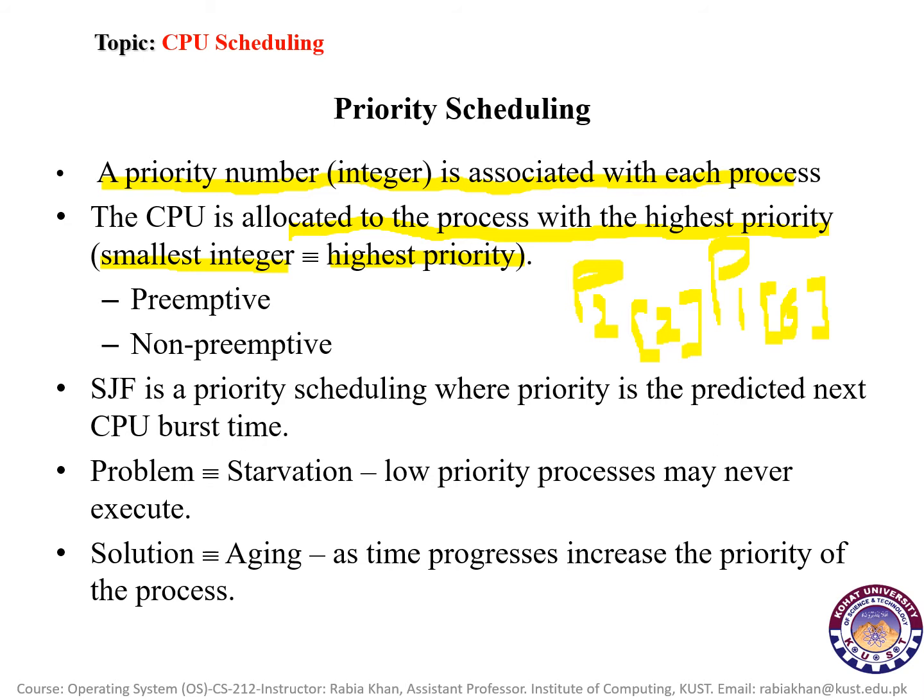But since this priority number is compared, the smaller this number is, the higher the priority of that process. That means P2 will be given CPU first and P1 will have to wait. So the ready queue gets shuffled. P2 goes at the top and P1 comes after P2. So the smaller the priority number, the higher the priority of that process.